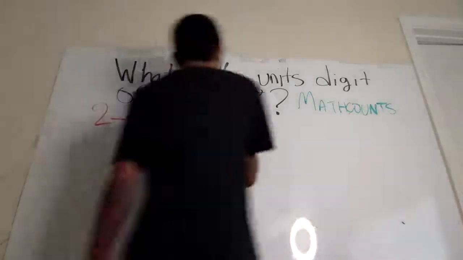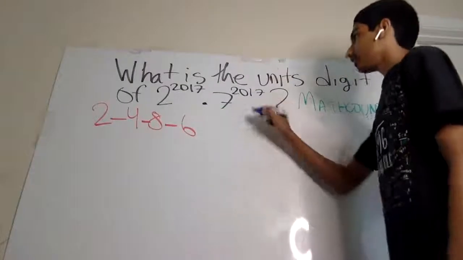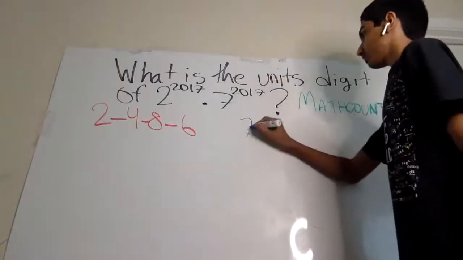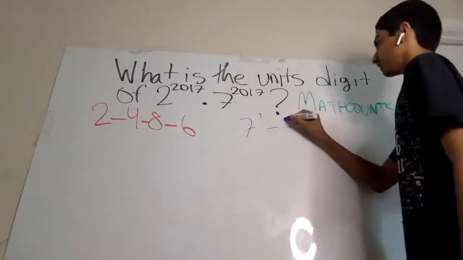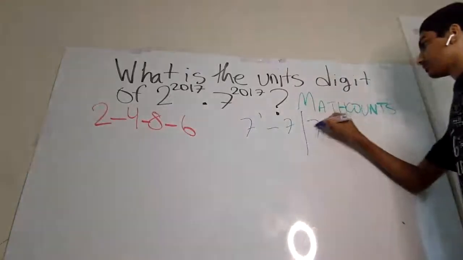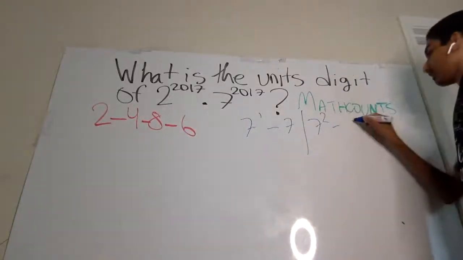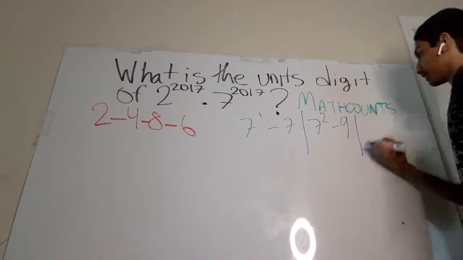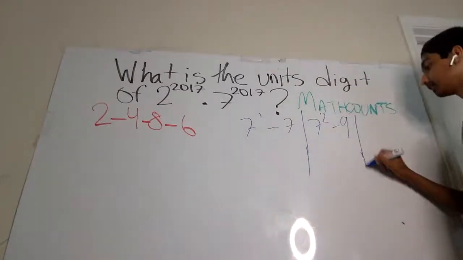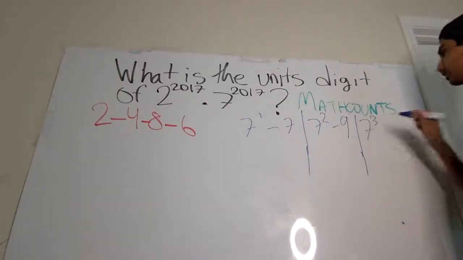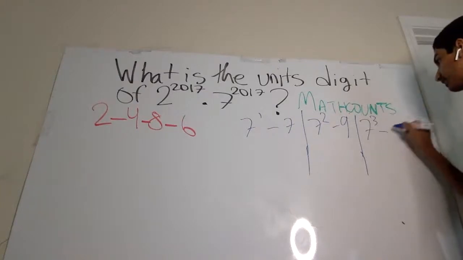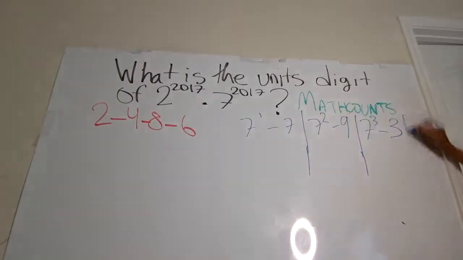Okay, so now let's do 7 to the power of 2017. So 7 to the first is just going to be 7. 7 squared is just going to be 49, which would end in a 9. 7 cubed, you just multiply 7 by that, and then you get a unit digit of 3.